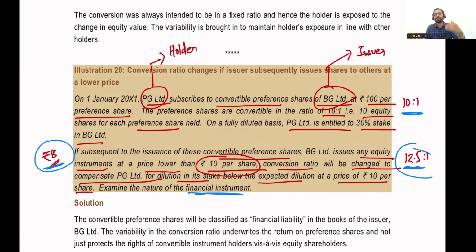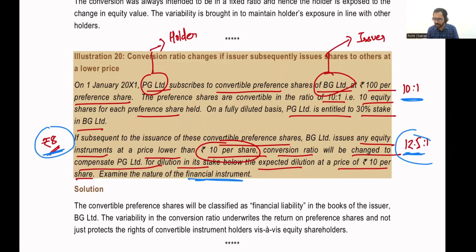We're going to issue a higher number of equity shares if the share price falls below 10. Which means if we are issuing at 8, we will actually give 12.5. If we are issuing shares in the market at, let's say, 5, we will actually increase the conversion ratio to say 20 is to 1. So we are actually altering the ratio based on the price at which the shares were issued in the market.